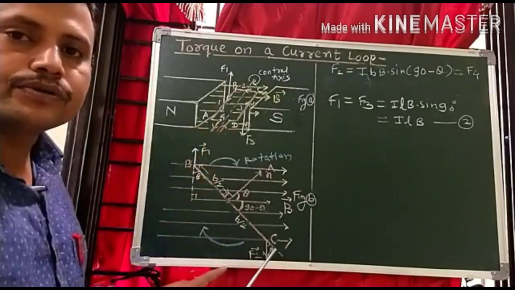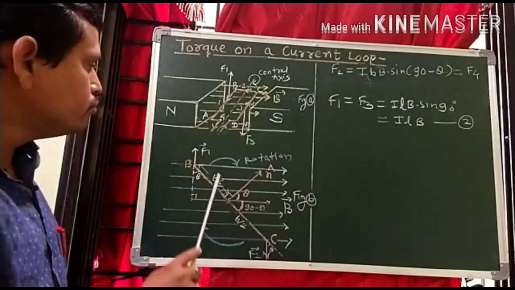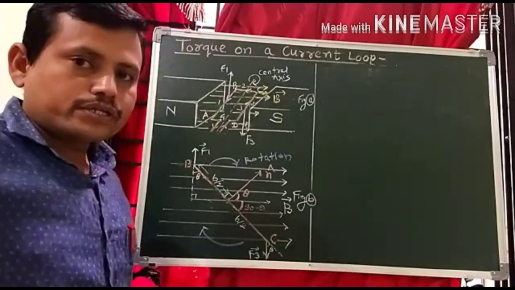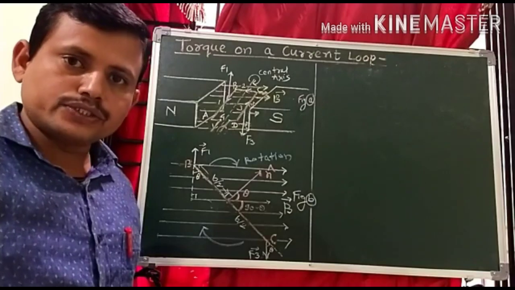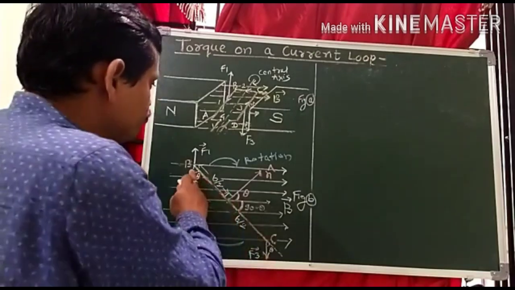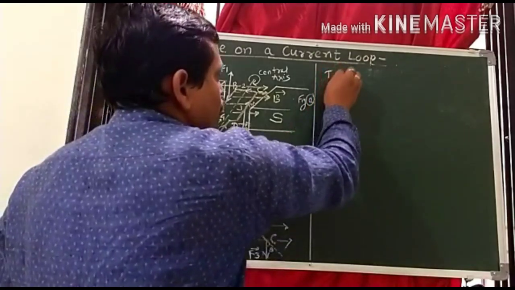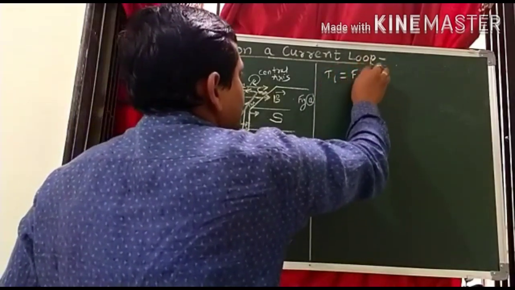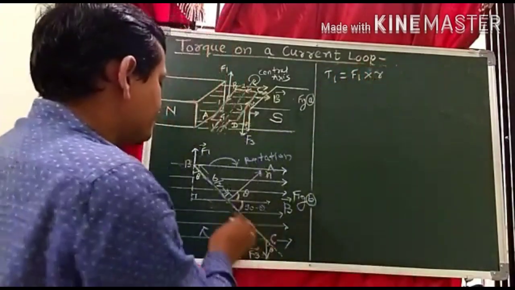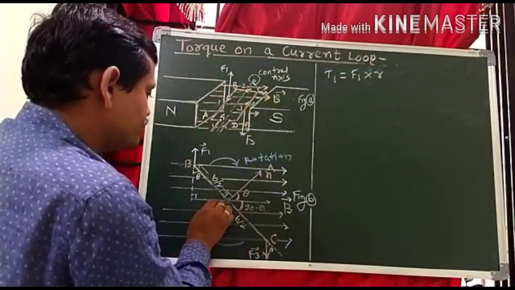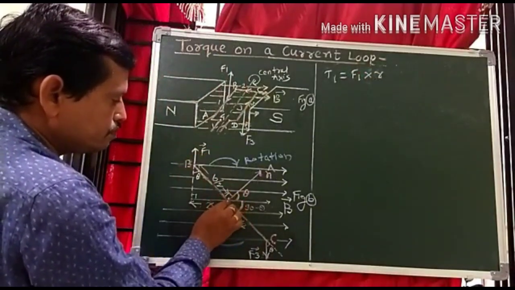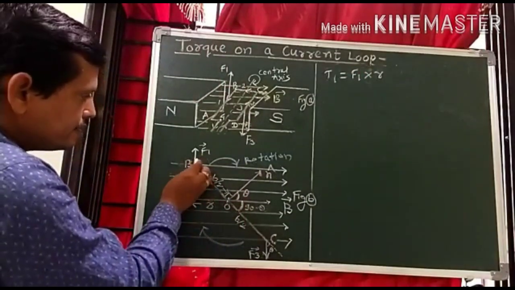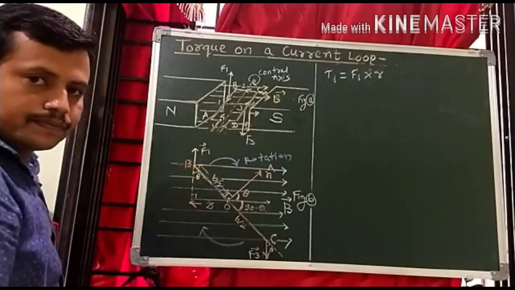Now we will find out the magnitude of the torque due to the force F1. Torque is nothing but the product of force and perpendicular distance of it from the axis of rotation. Therefore torque due to the force F1, torque 1, is equal to F1 multiplied by r, where r is the perpendicular distance between the axis of rotation, which is passing through point O, and the line of action of force.